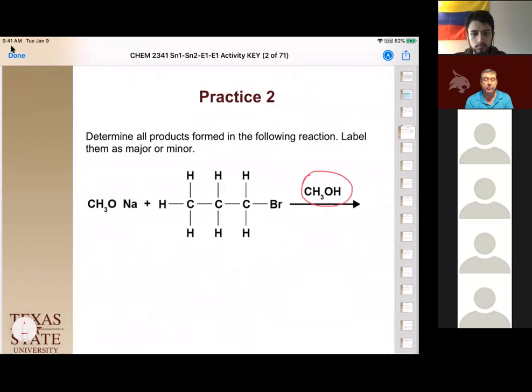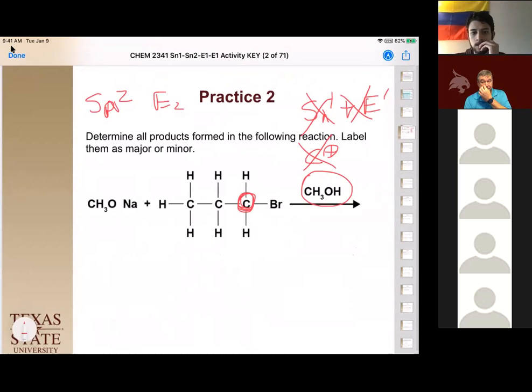Okay, but we have a primary halide, which means we are not going to form a carbocation, which means we're not going to do SN1 or E1 because we have a primary substrate, so we can't do either one of those. So now we know we need to draw an SN2 product and an E2 product, okay?